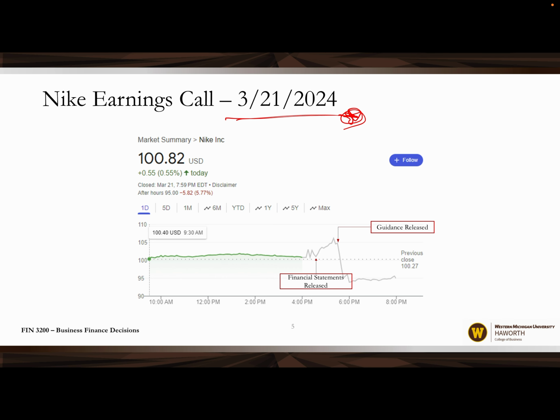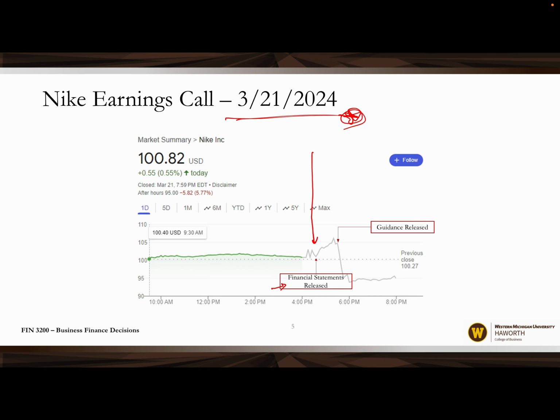Okay, so as we talked about in the earnings call example in exam 1, during an earnings call, this private information is made public to investors. So if you think about the logistics, before the earnings call, the company has to prepare all the reports, right?